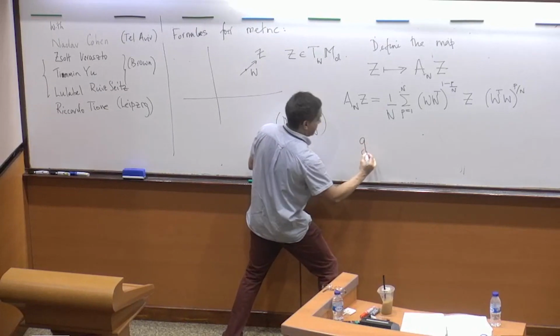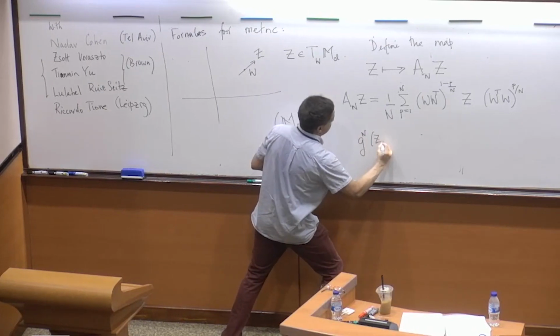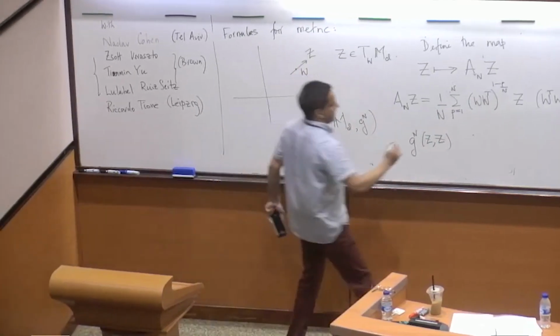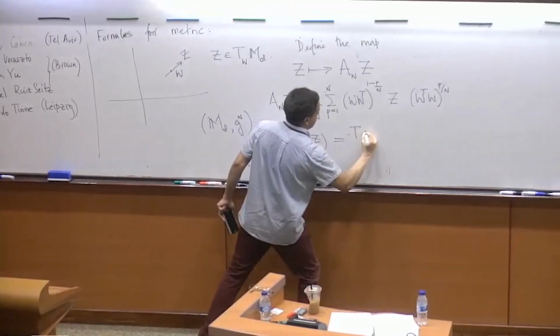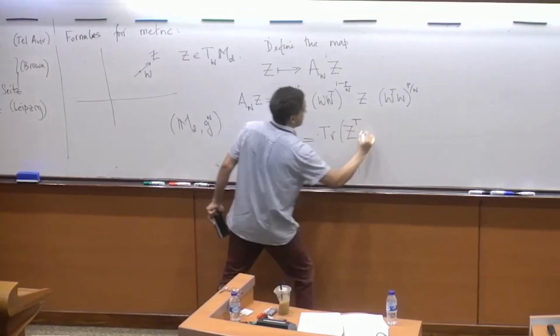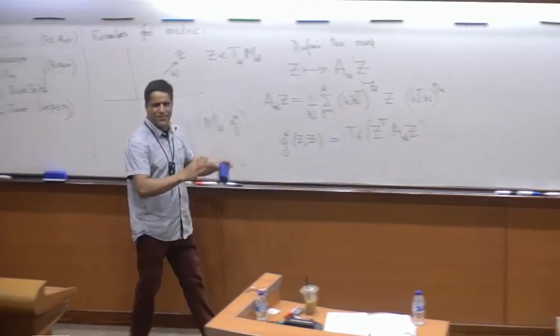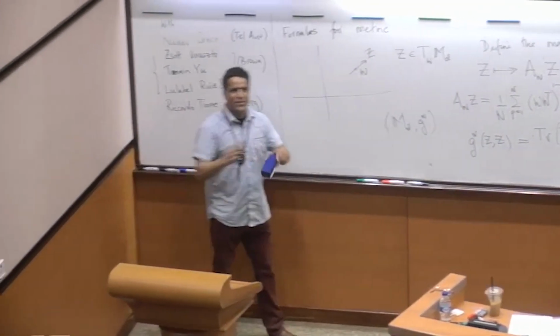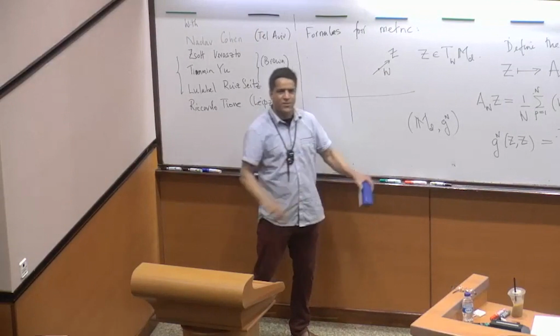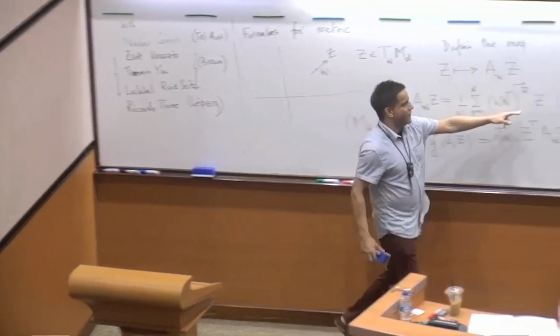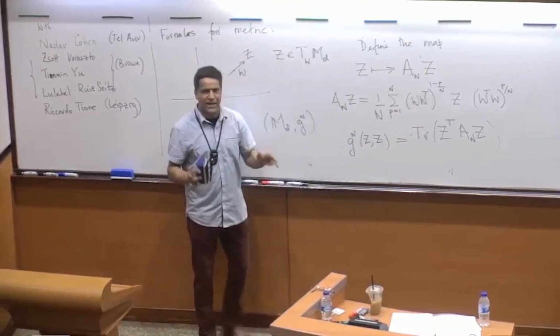G and ZZ, so this is the squared length in the new metric of this guy, is the trace of Z transposed ANZ. Okay, so it's a slightly complicated looking formula, but you can actually massage it, rewrite it using the polar factor or singular value decomposition of this matrix. The point is that there's a relatively clean formula.